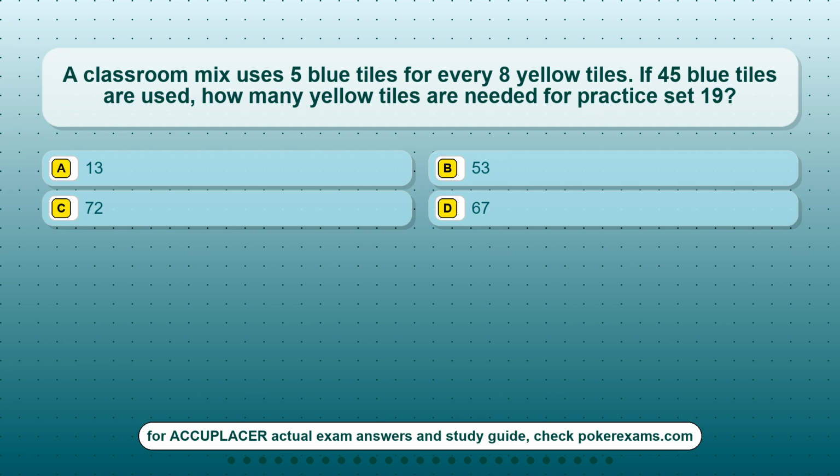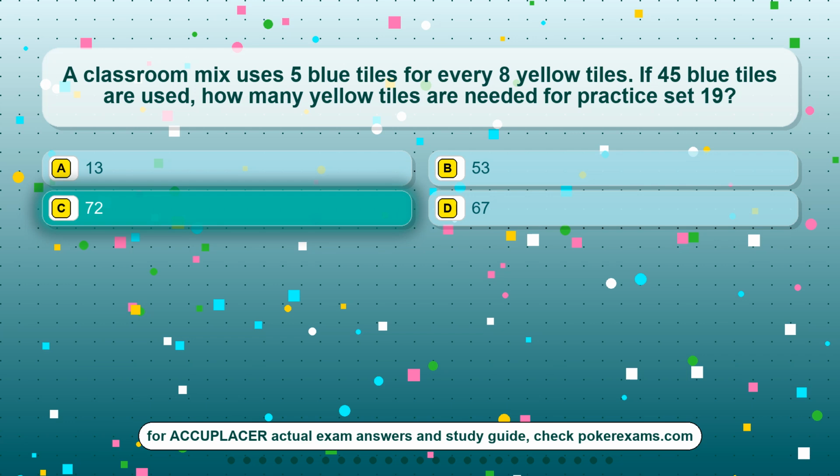Question 19. A classroom mix uses 5 blue tiles for every 8 yellow tiles. If 45 blue tiles are used, how many yellow tiles are needed for practice set 19? Option A, 13. Option B, 53. Option C, 72. Option D, 67.